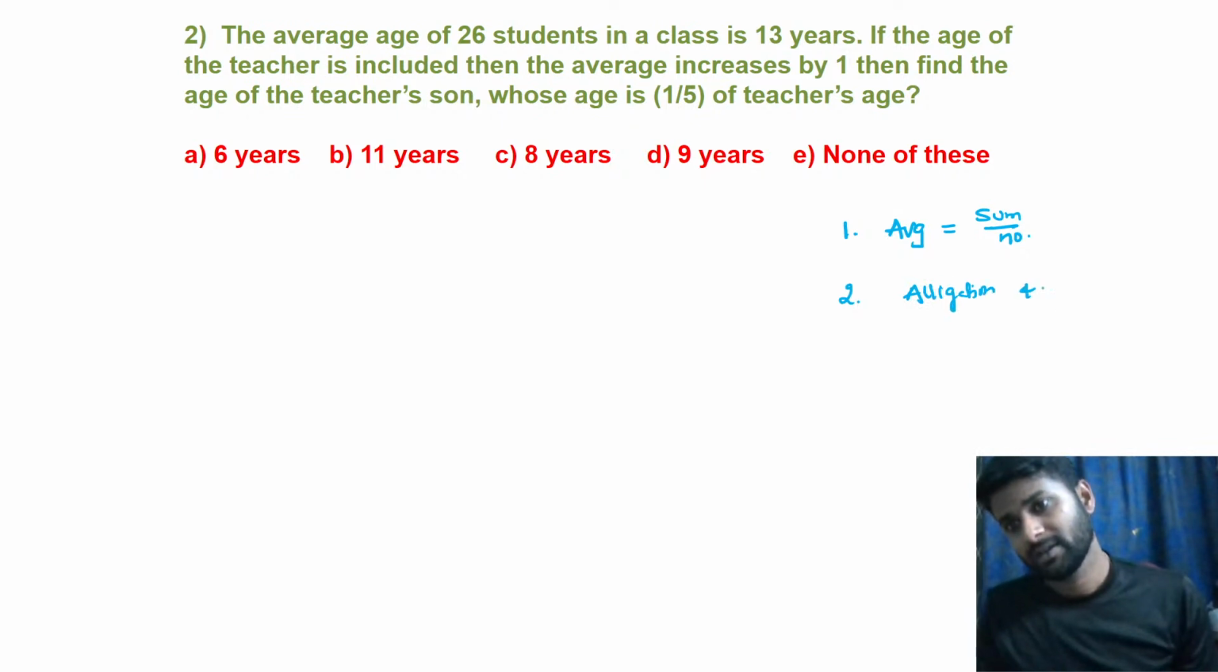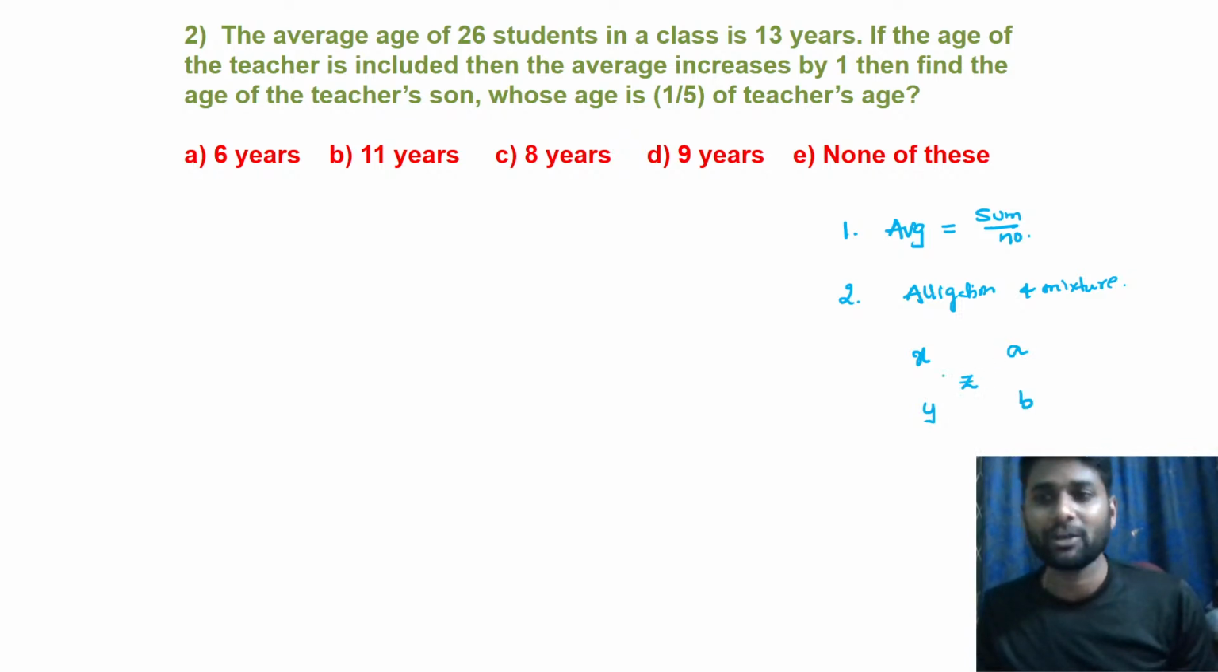Allegation and mixture. I just want to revise the whole concept. See, alligation means, for example, there are 2 quantities. The value of x we define as A units, the value of y we define as B units. The overall, meaning the group value of all these parameters, is Z.